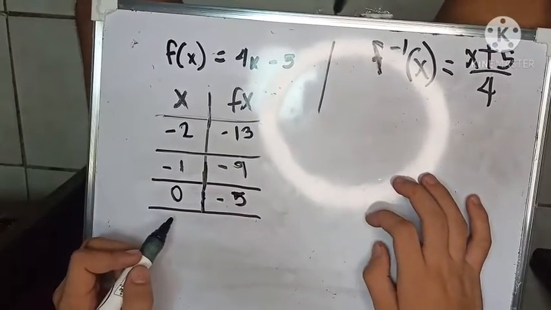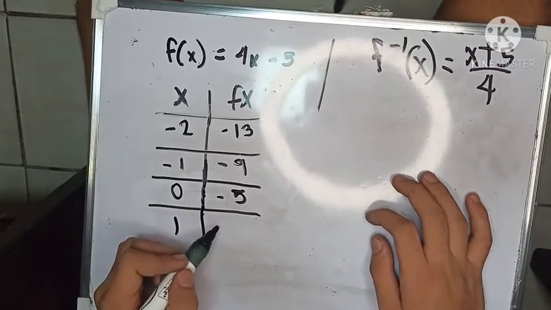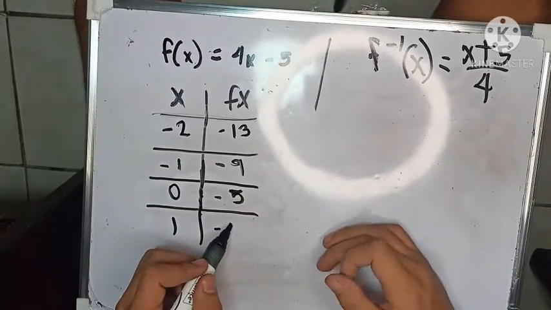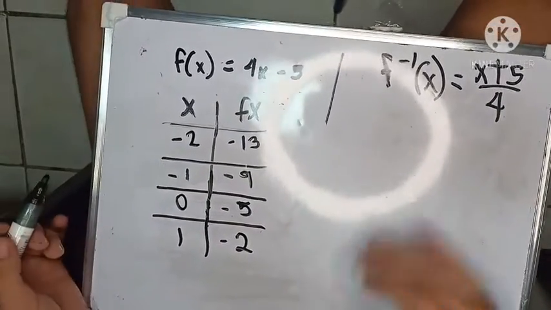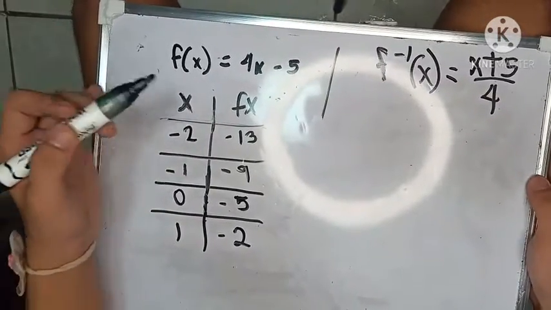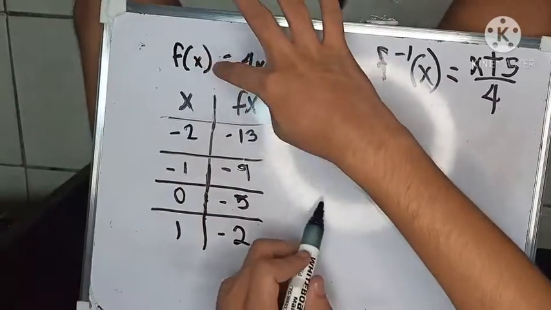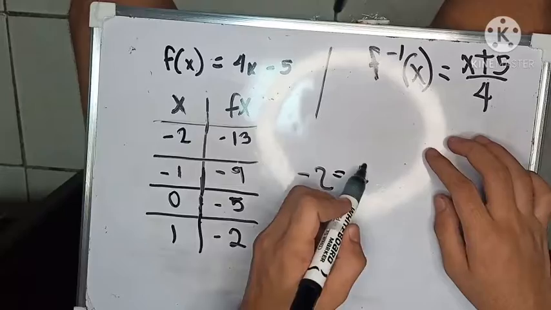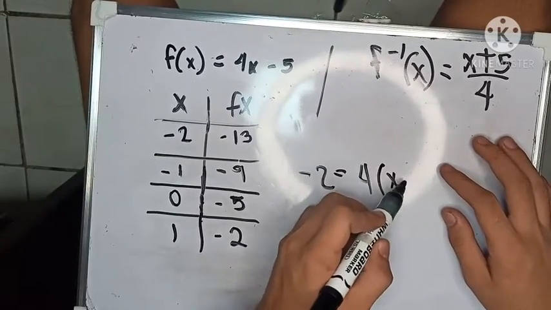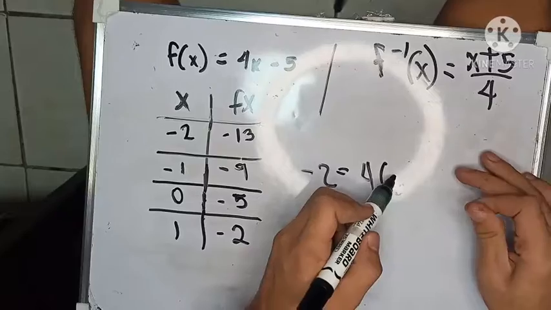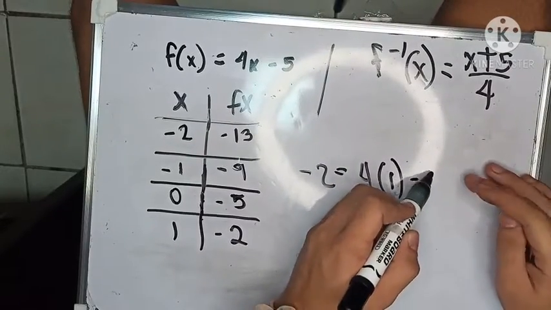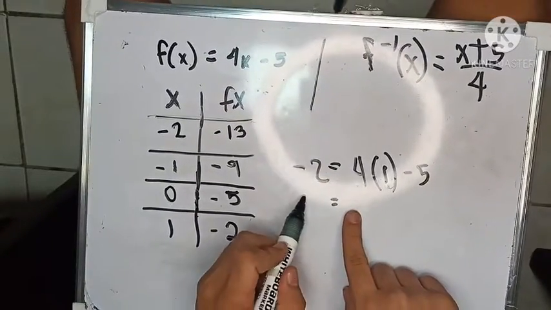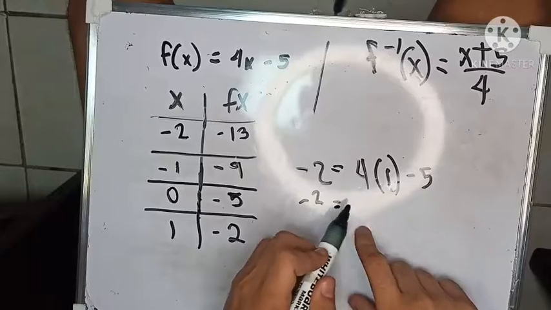What shall we say? Let's try negative 2. Okay, let's try it together. f(x) should be, negative 2 equals 4 times, oh, my bad, 1 minus 5. So, as you can see guys, negative 2 equals 4 times 1.